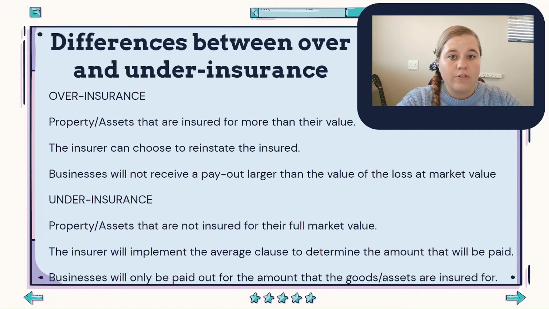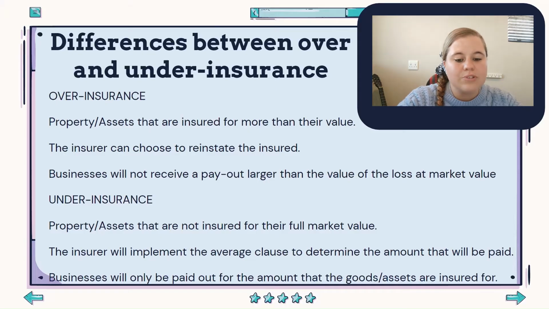Differences between over and under insurance. So, already by the words we can tell which one's which. Overinsurance: the property or asset is insured for more than its value, like the house in the previous example. The insurer can choose to reinstate the insured, again, like the previous example.